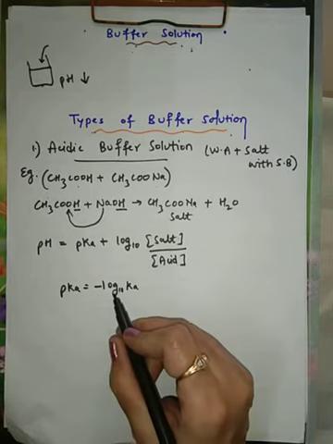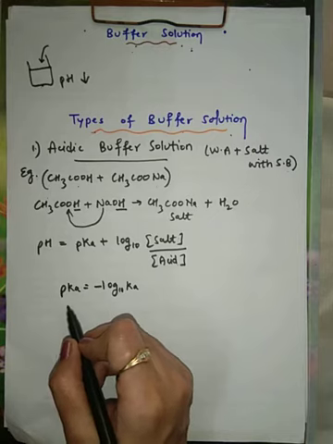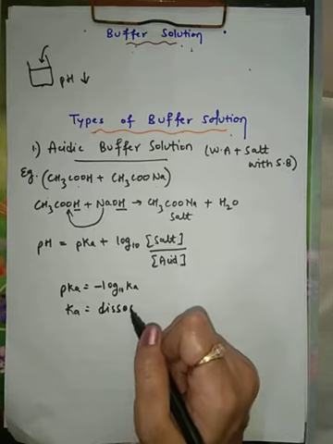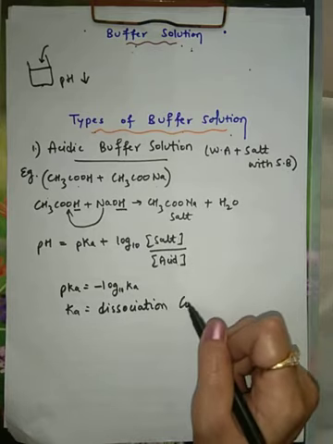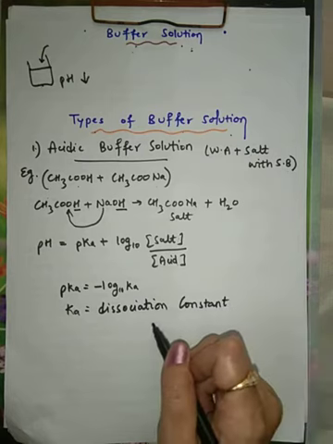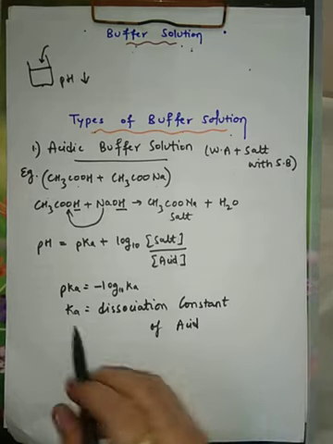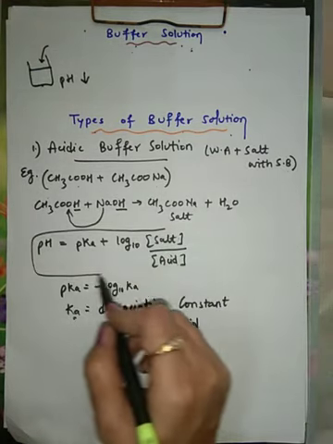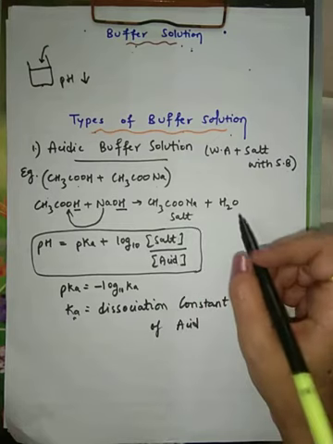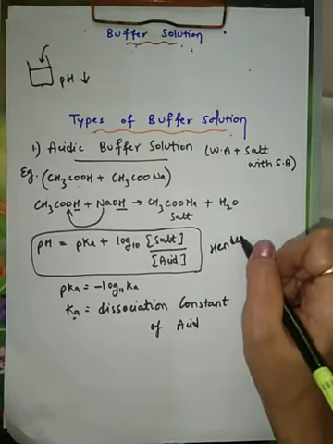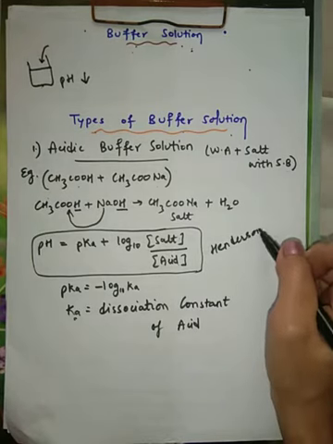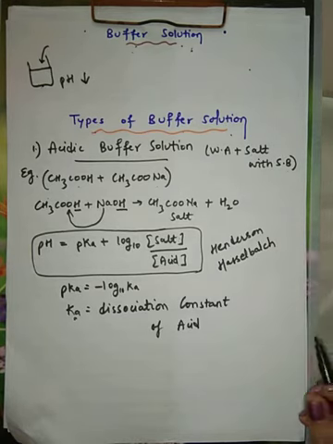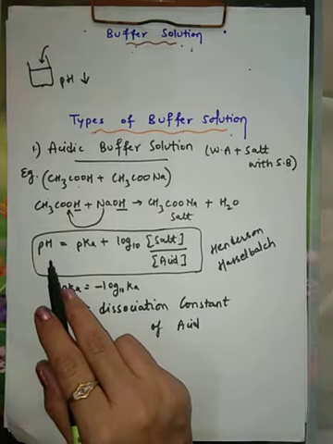This is very similar to the pH equation, right? And what is Ka here? Ka is called dissociation constant, dissociation constant for the weak acid. Dissociation constant of any acid we denote by Ka. Okay, so this is a very important equation. This equation is actually called Henderson-Hasselbalch equation for calculating pH of acidic buffer solution.